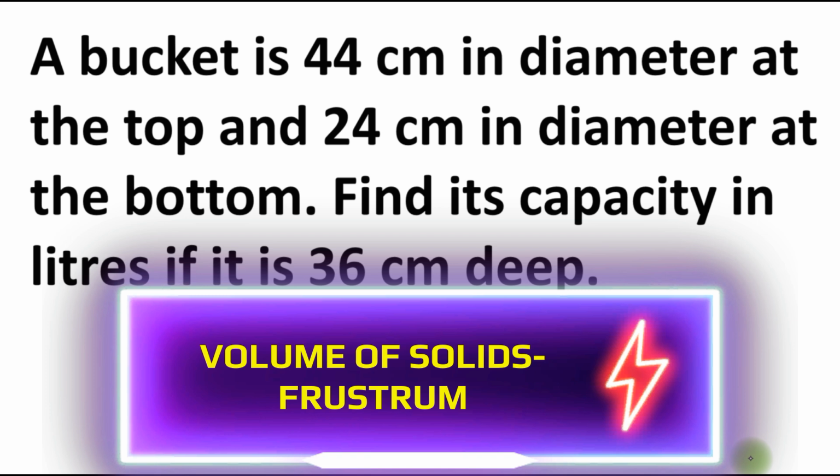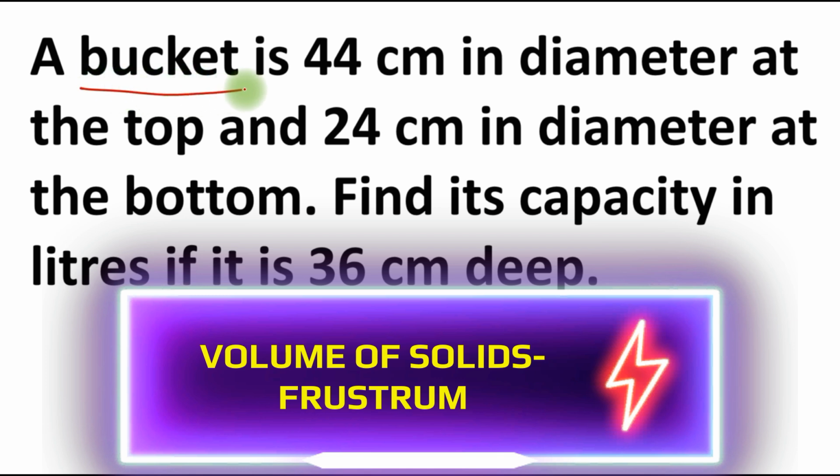It says a bucket is 44 centimeter in diameter at the top and 24 centimeter in diameter at the bottom. Find its capacity in liters if it is 36 centimeter deep. So we follow up keenly.